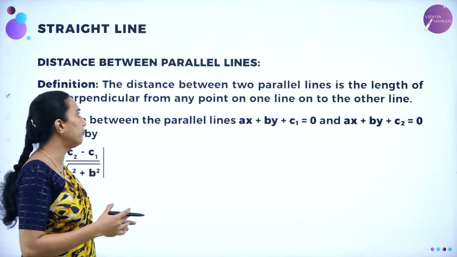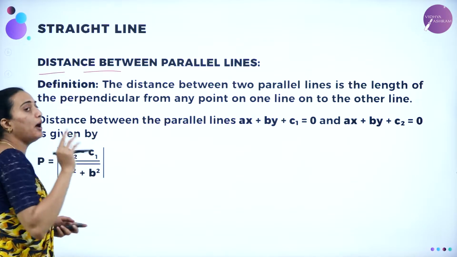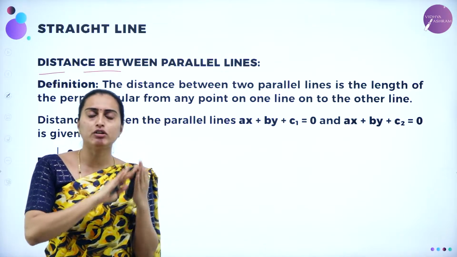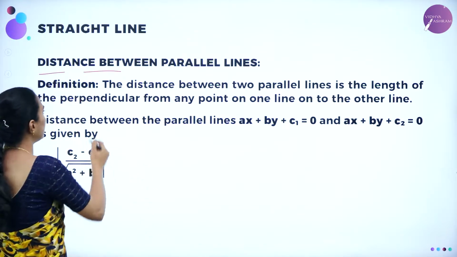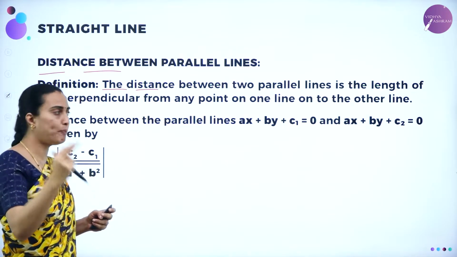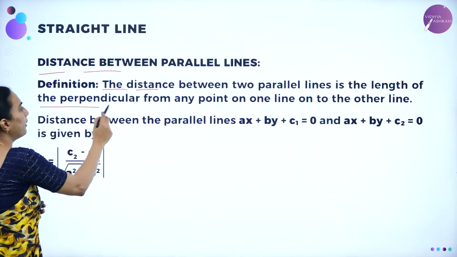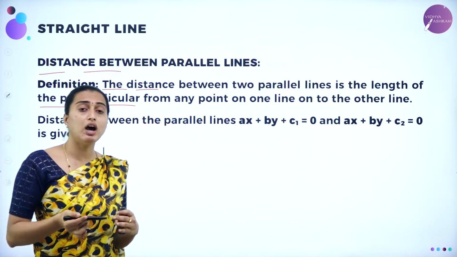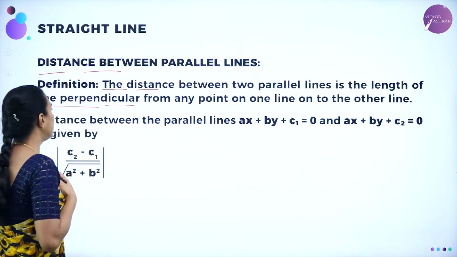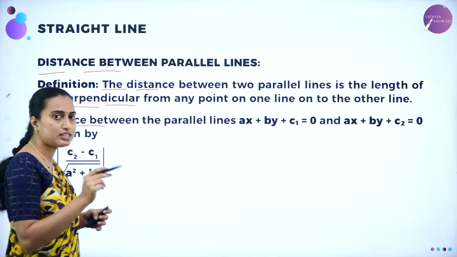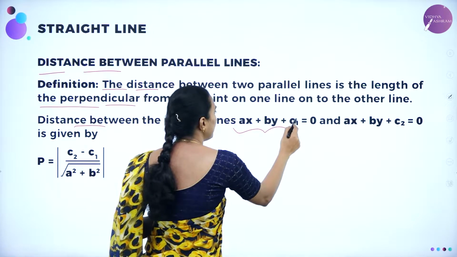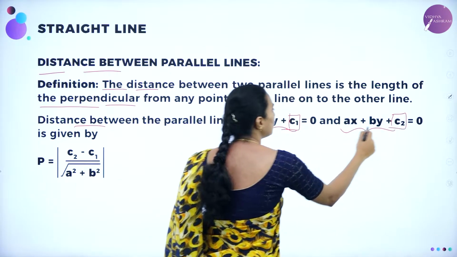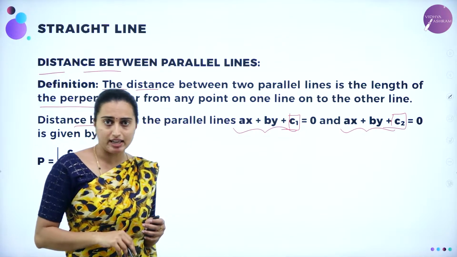Let me move on to one more formula, which is the distance between parallel lines. What do you mean by parallel lines? The coefficient of x and the coefficient of y are the same. The distance between two parallel lines is the length of the perpendicular from any point on one line to the other line. So here I am considering the parallel lines as ax plus by plus c1 equal to 0 and ax plus by plus c2 equal to 0.